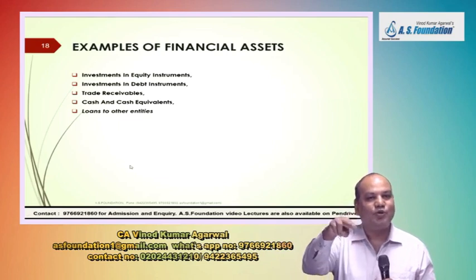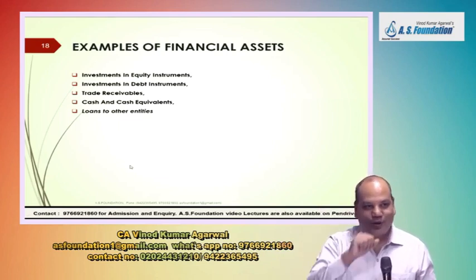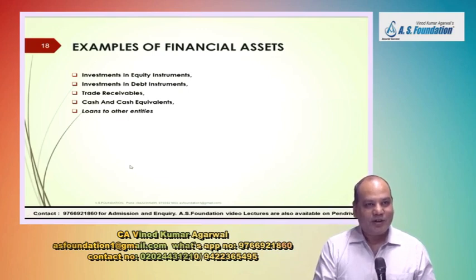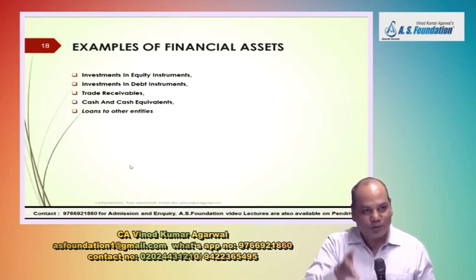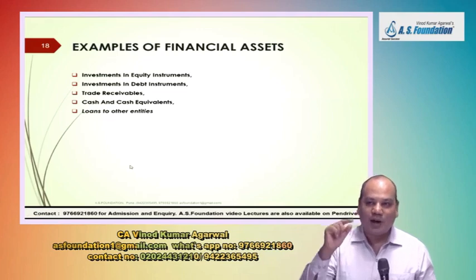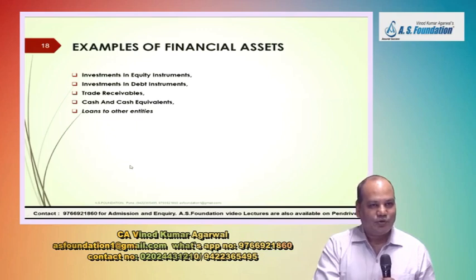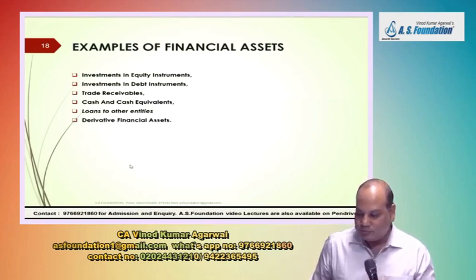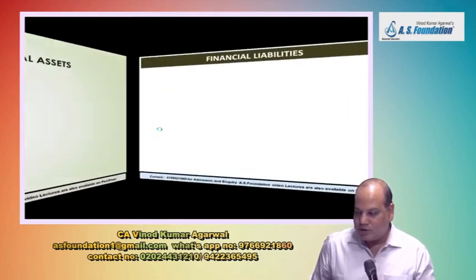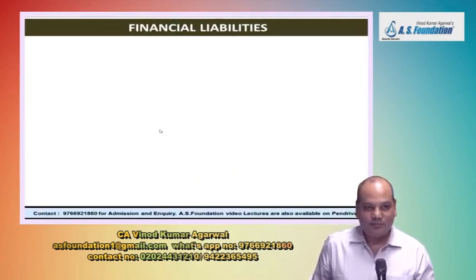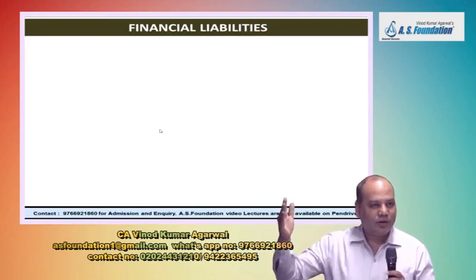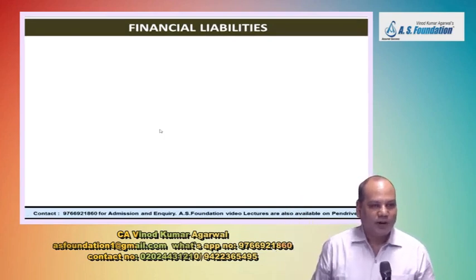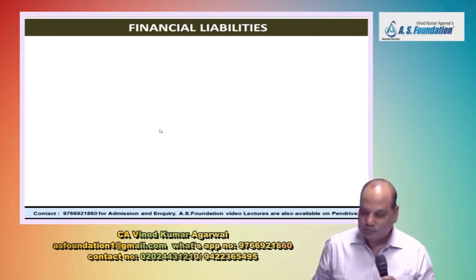Then my question was, is gold deposited in a bank locker a financial asset? The answer is no. It doesn't fit into any of the five. But is a bank deposit or fixed deposit in a bank a financial asset? Yes, because you have a contractual right to receive the interest and the principal amount. Is inventory a financial asset? Again, the answer is no, because it does not fit into any of the five conditions that they have given. What is a financial liability?